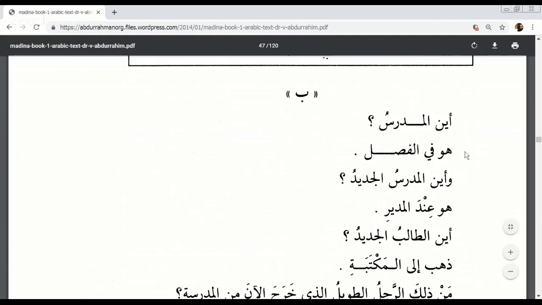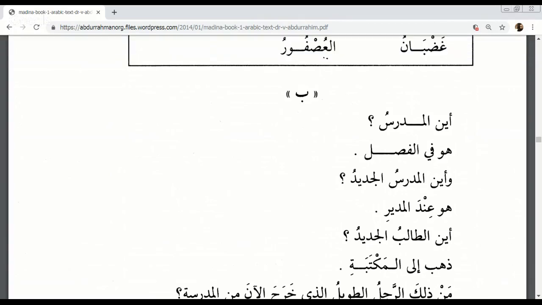So al-mudarrisu means teacher. Where is the teacher? Go ahead, Aisha, next line. هو في الفصل. He is in the room. Excellent. But not in the room, in the class. In the class, yeah. Okay, in the classroom. Shopna, next line.